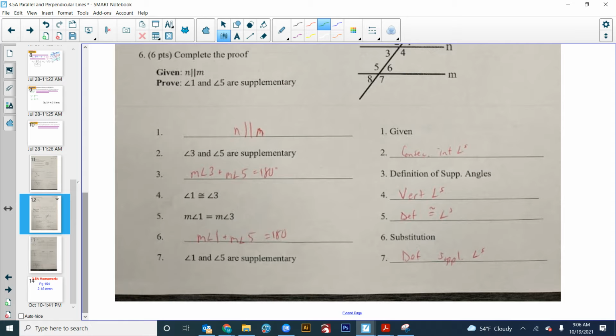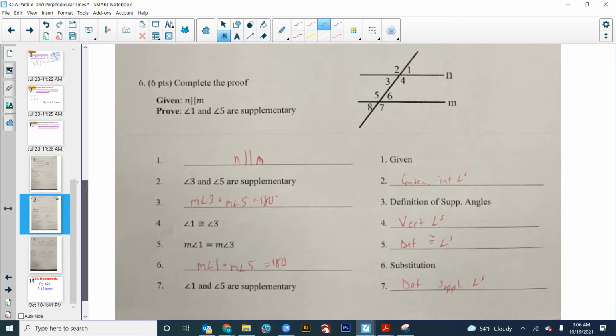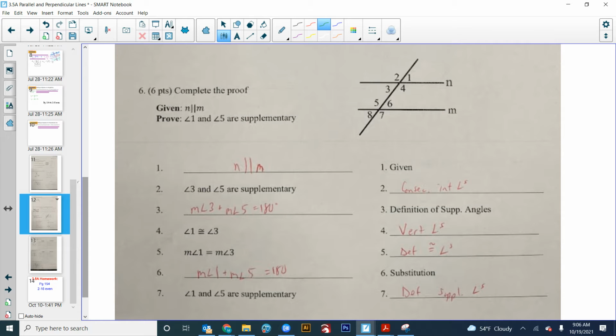Next one, you guys did pretty well on. Something to be careful of that I did see: some of you said 3 and 5. I gave you 3 and 5 are supplementary. Some of you put linear pair theorem. What's wrong with linear pair theorem there? 3 and 5, are they adjacent? So they can't be a linear pair. So they're not supplementary by the linear pair theorem.